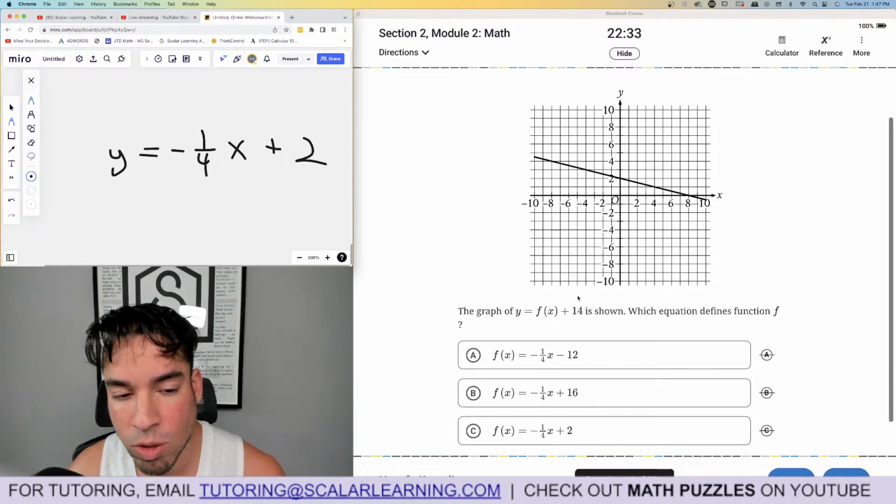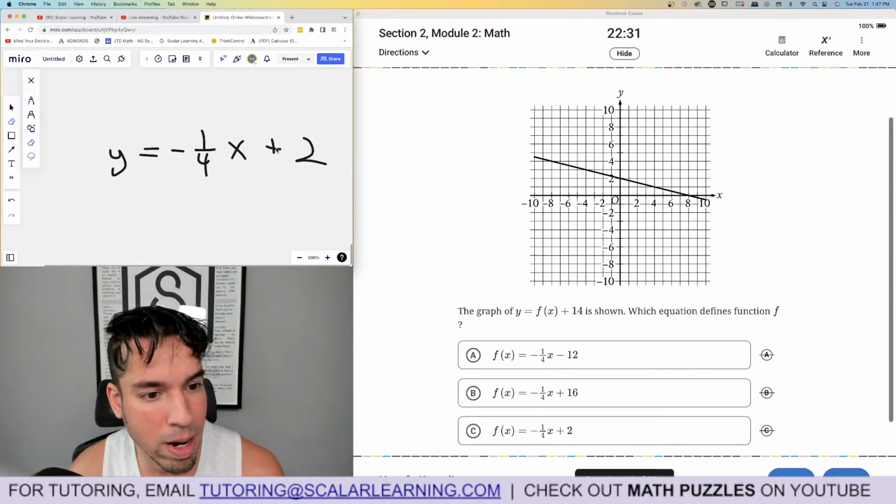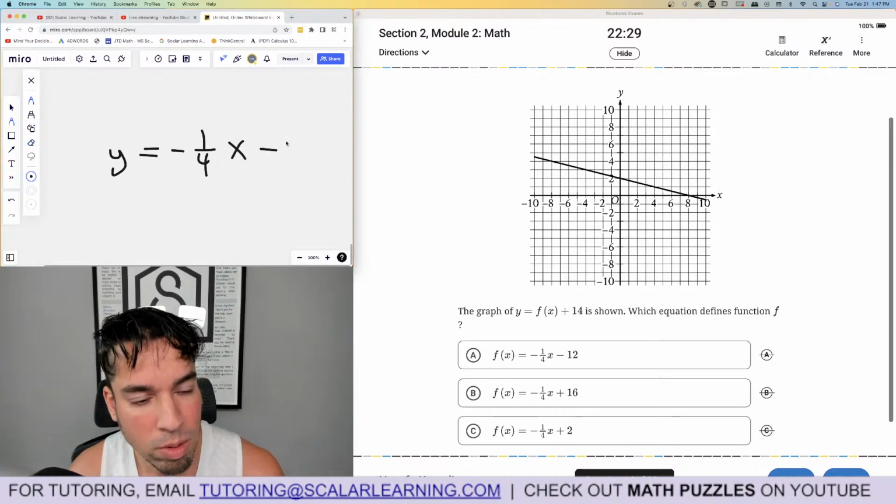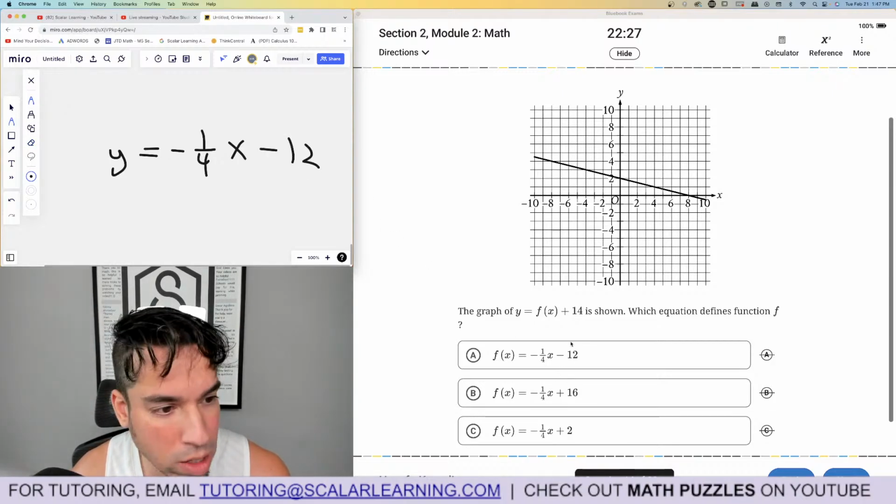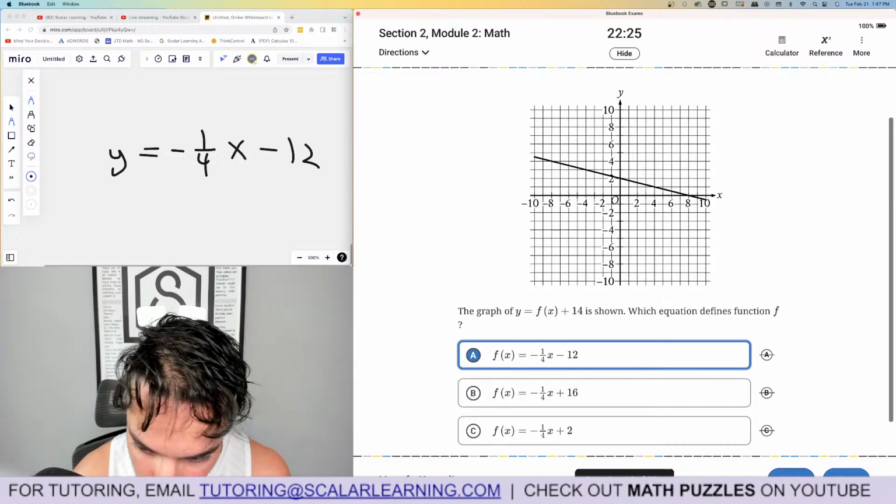So to go back to f of x, we shifted down by 14, meaning we subtract 14 from the y-intercept. It becomes minus 12. So that's f of x: y equals negative 1/4 x minus 12. A is the winner. Done.